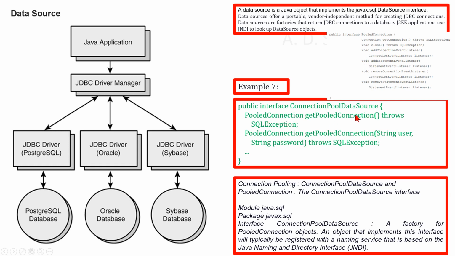The code example here shows the signatures for two versions of the getPooledConnection methods in the ConnectionPoolDataSource interface. The PooledConnection objects represent the physical connection to a data source. The JDBC driver's implementation of PooledConnection encapsulates all the details of maintaining that connection.